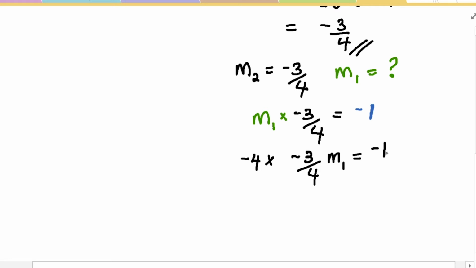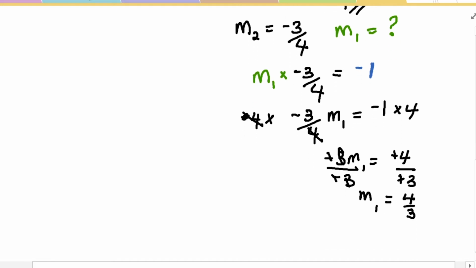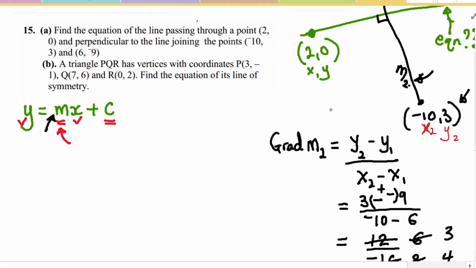Multiply both sides by 4. So this goes with that. You remain with -3 M1 giving us -4. Divide both sides by -3. This goes with that, this and that. M1 is equal to, the negative goes away, it becomes 4 over 3. So it means that the gradient of the other line is 4 over 3. So up here, when we come back here, the gradient of the green line, which we are calling M1, is 4 over 3.